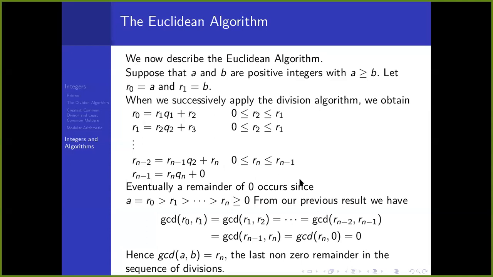Excuse me, sir, just the button. Yes. Please repeat that part, the last part. What is the last part? Starting from Rn minus 2 equals Rn minus 1 Q2, that one.